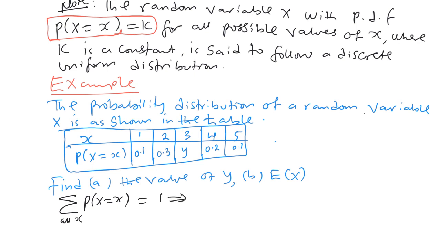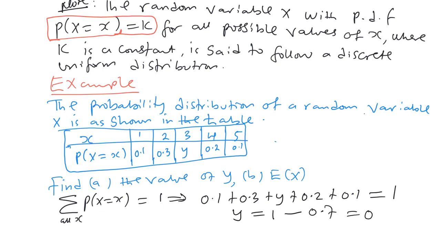So let's sum the probabilities. 0.1 plus 0.3 plus y plus 0.2 plus 0.1 must give us 1. So what is y? y will be 1 minus 0.4, 0.6, 0.7, which is 0.3. So the value of y is 0.3.